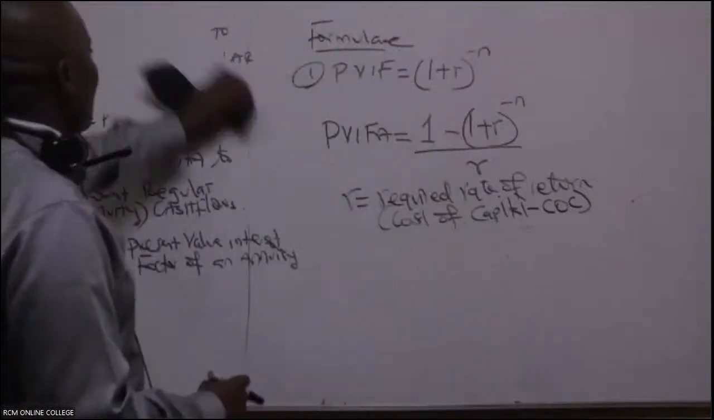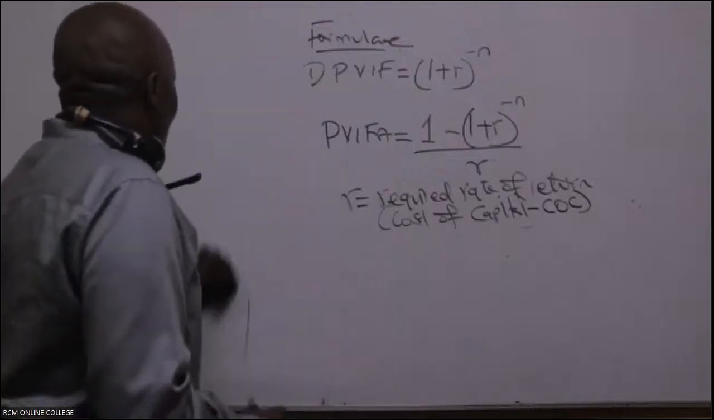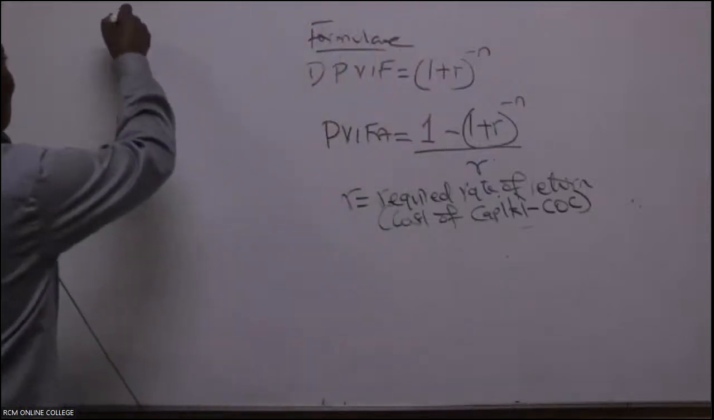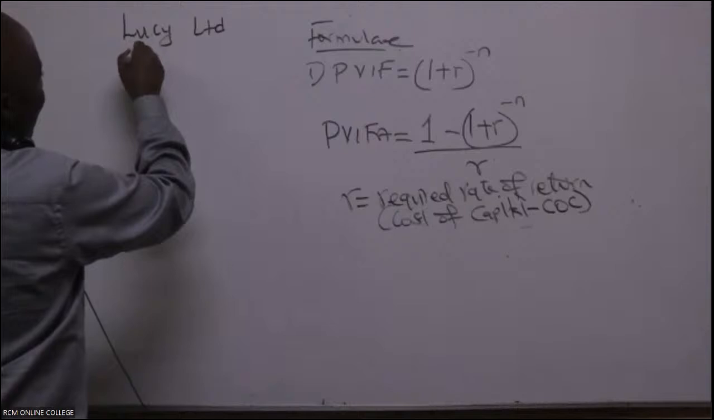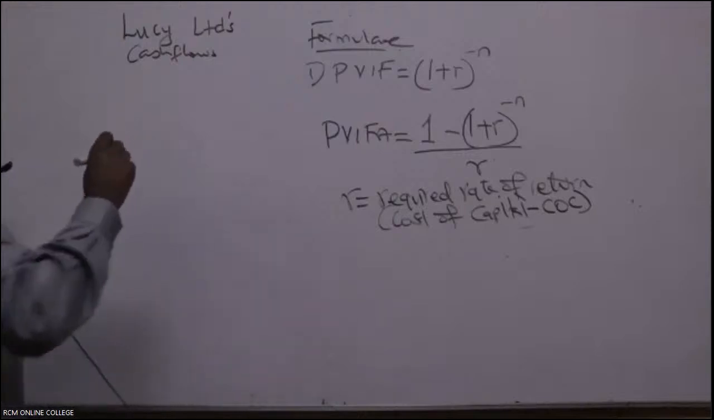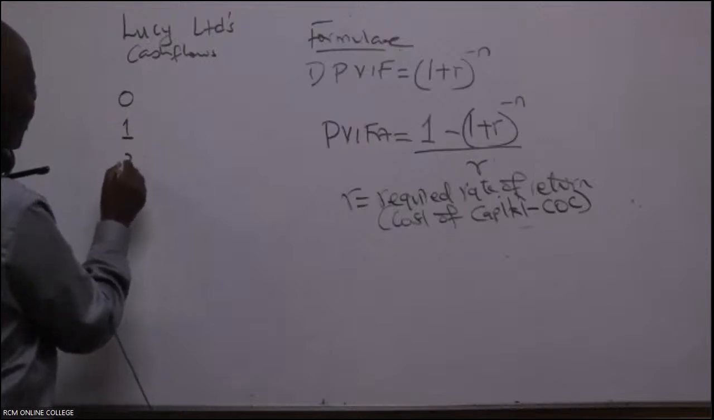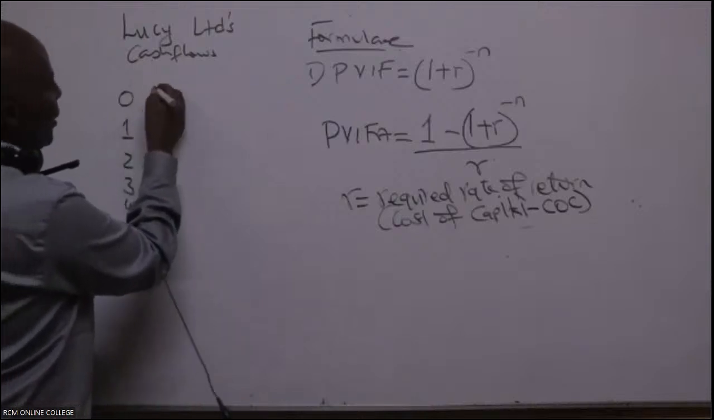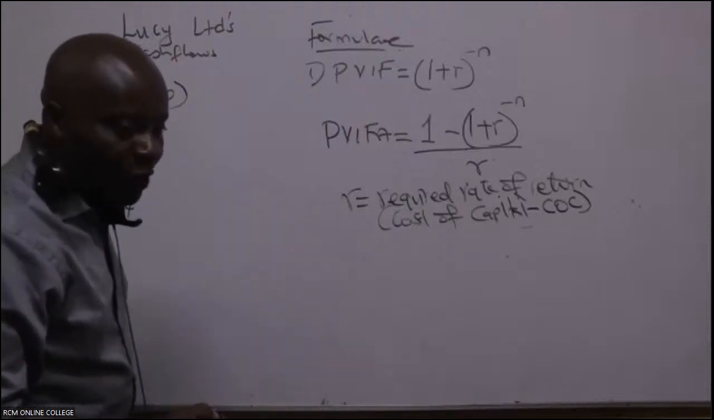Now we go to illustrations right away. I would want us to look at this situation where we have Lucy Limited. These are the cash flows of Lucy Limited. We have year 0, year 1, year 2, year 3, year 4. Year 0, of course, the company is investing, so year 0, we have 50.